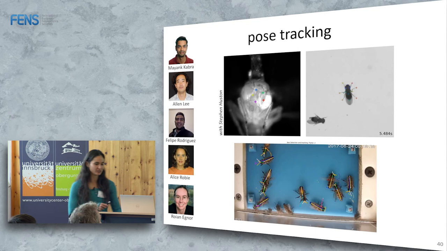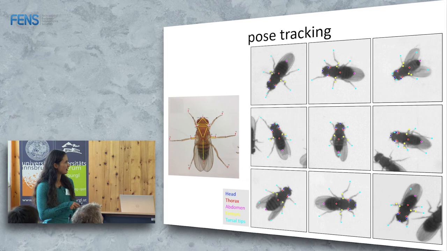So that's what I'm showing here. These are a few different examples of our part tracking for fly bodies, where there are points along the legs of the flies, a few points on the head, points on the body that we've decided are interesting points to track on the fly.